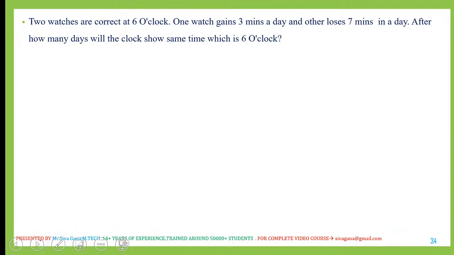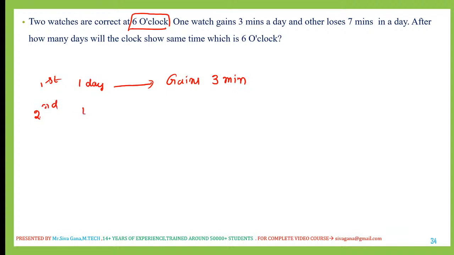Let us see. Two watches are correct at 6 o'clock. The first watch gains 3 minutes in 1 day. Now the second watch, in the same 1 day duration, loses 3 minutes.